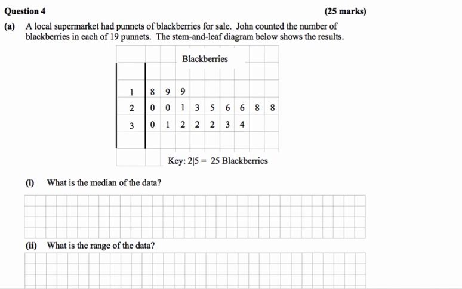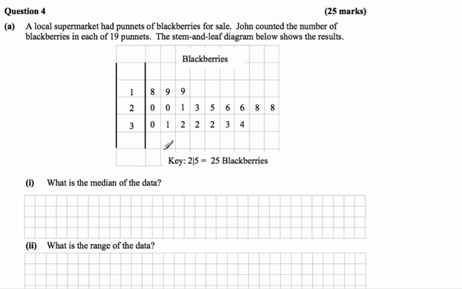Well, question 4 from the 2016 Leaving Cert Foundation level paper 1. Part A says, a local supermarket has punnets of blackberries for sale. John counted the number of blackberries in each of 19 punnets. The stem and leaf diagram below shows the results.